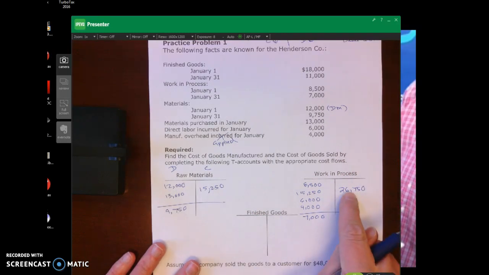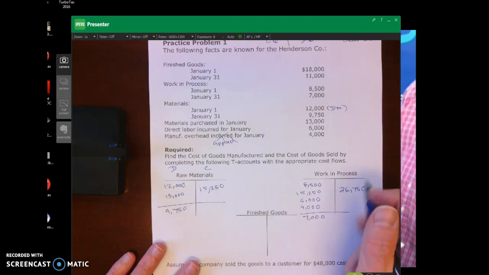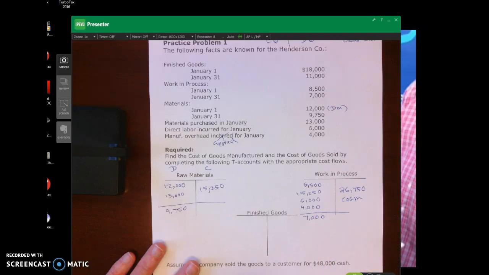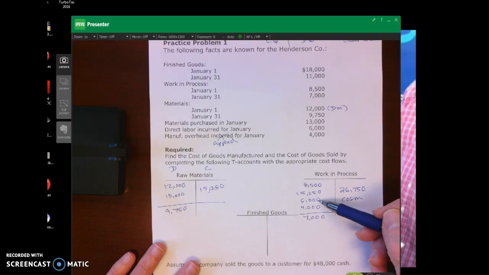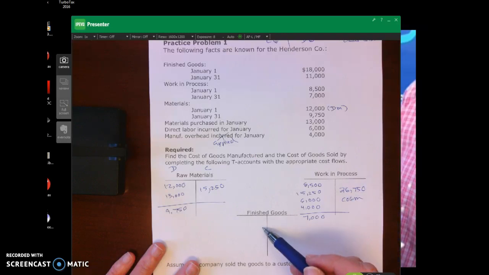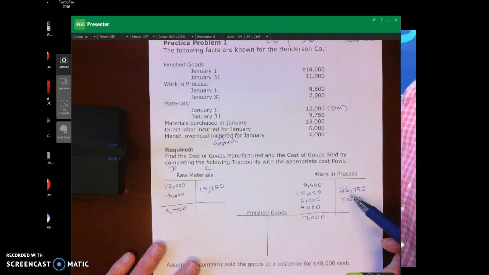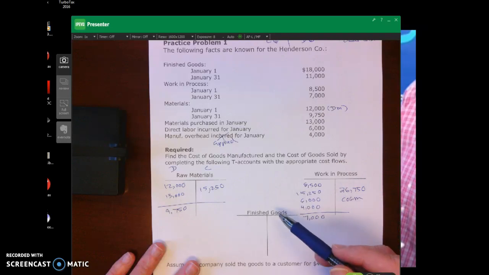Now the question becomes, this is the credit to work in process, but what is this? If you were to put a label on this and tell me what it is, this is cost of goods manufactured. How do we know that? Beginning WIP plus additional manufacturing costs incurred minus ending WIP gives us cost of goods manufactured. Now where does that cost of goods manufactured go? It goes over to finished goods because once we finish producing the goods, it moves from WIP into finished goods.